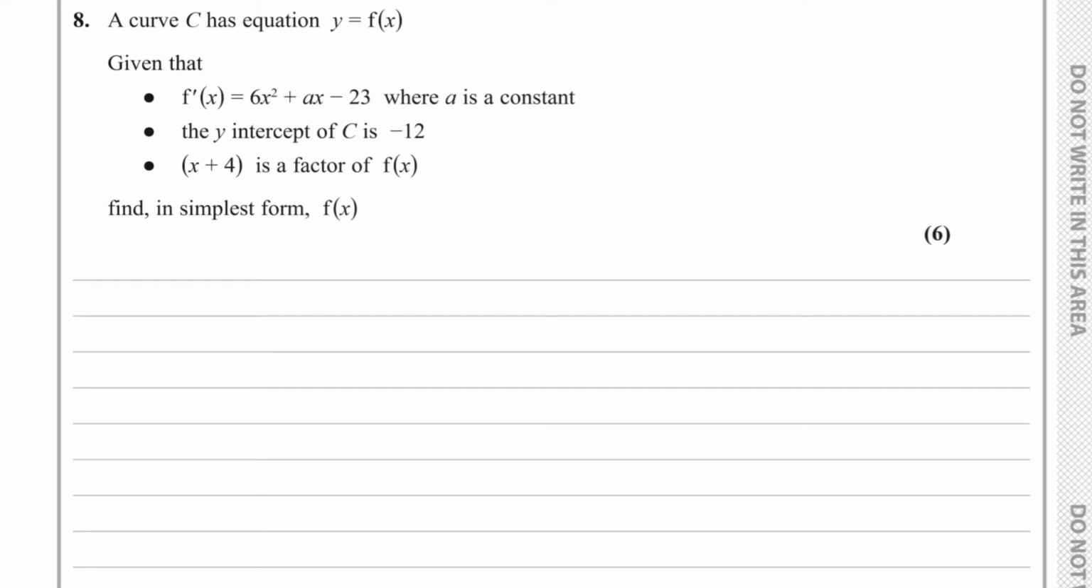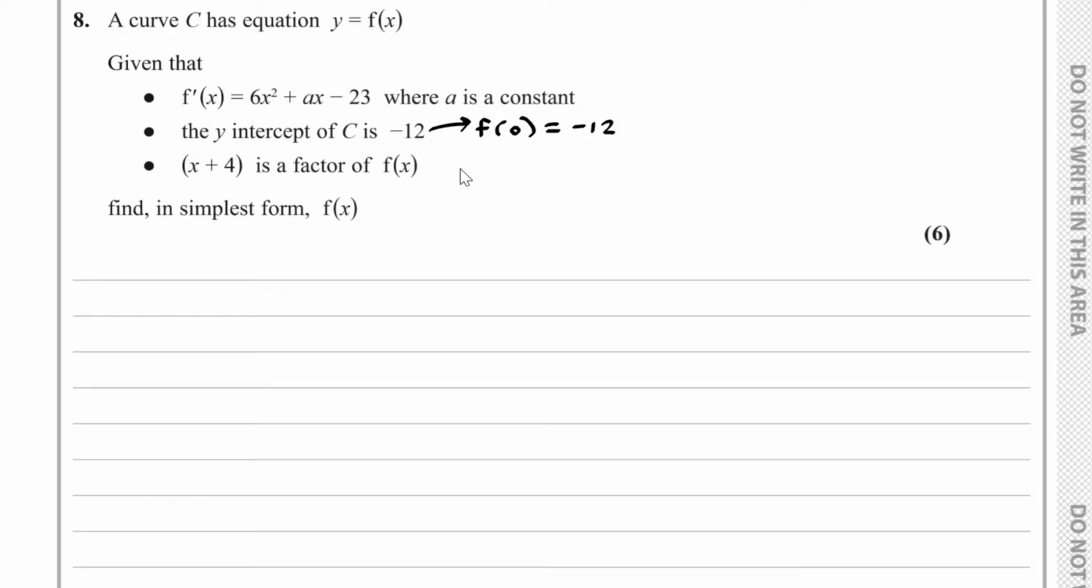Question number 8. A curve C has equation y equals f of x, and given that f dash of x is equal to 6x squared plus ax minus 23, where a is a constant, the y-intercept of C is equal to minus 12, and x plus 4 is a factor of f of x, we have to find in simplest form f of x. So we know what f dash is. Now, if we know that the y-intercept of C is minus 12, this suggests to us that f of 0 is equal to minus 12. When x is 0, y is minus 12.